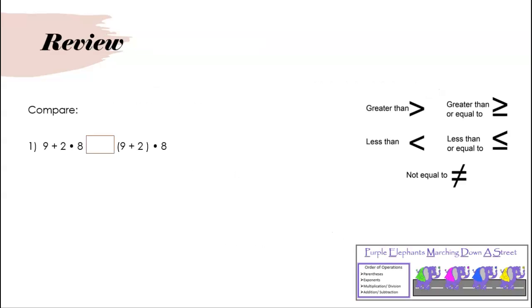Remember that when we compare expressions, we're using the greater than or less than symbol or the equal to symbol. We're going to just review this. We're going to compare these two expressions. 9 plus 2 times 8 is what? Then the sum of 9 plus 2, times 8. So remember, we have to follow our order of operations.